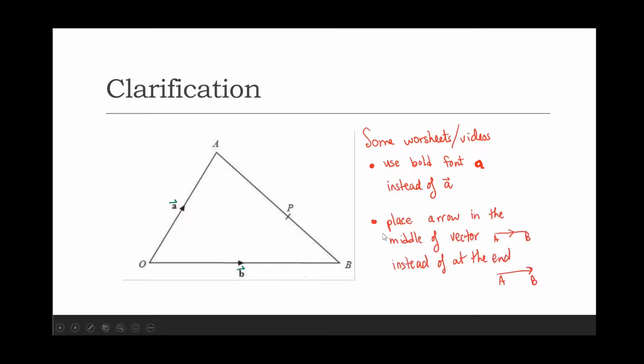And second thing that sometimes they do is they would place an arrow in the middle of the vector, so AB, and then this arrow is kind of in the middle to show the direction of the vector, instead of putting the arrow at the end to indicate the length of it. So I would prefer that you would fix that up so that the arrows go right to the end of this vector OA is all the way.